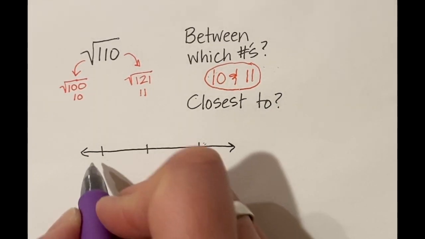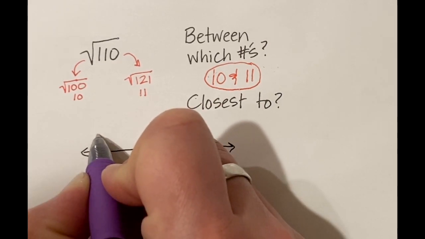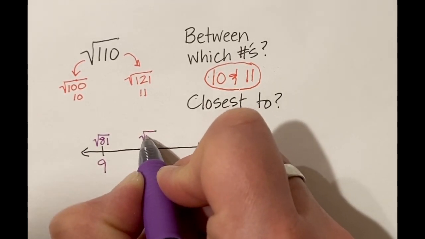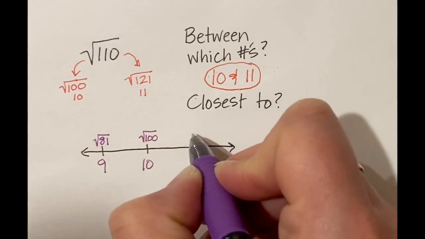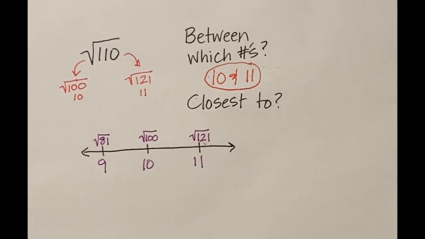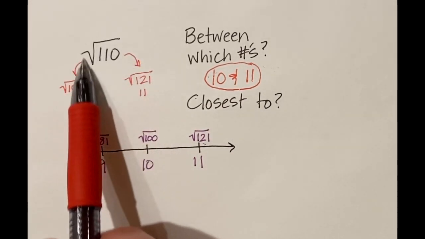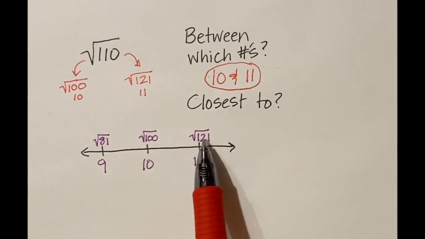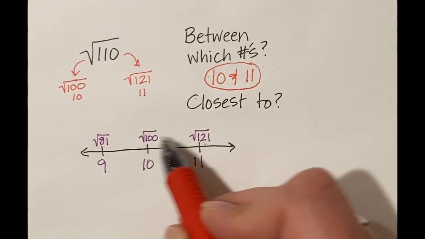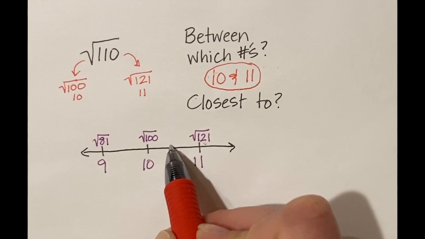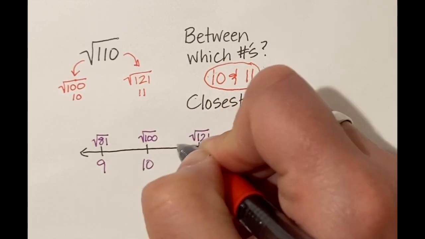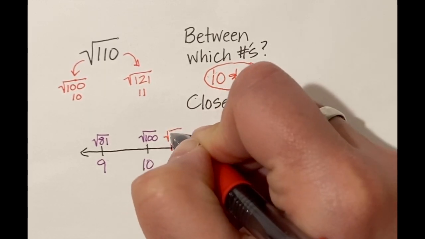So if we have over here, let's do the square root of 81. We know that's 9. We know the square root of 100 is the integer 10, and we know the square root of 121 is 11. Remember, we already said the square root of 110 would lie between the square root of 100 and the square root of 121. It is almost directly in between. It's about 10 hops away from 100, and it's 11 hops away from 121. So I would estimate that it's right about here.